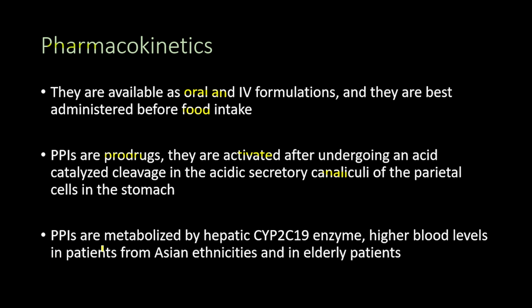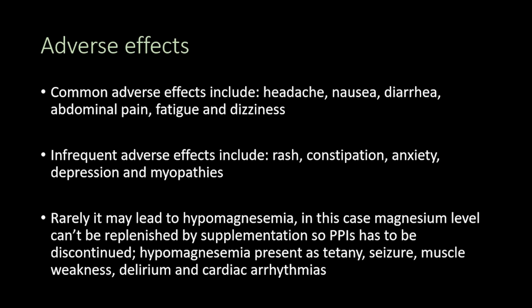And the PPIs are metabolized by the hepatic cytochrome P2C19 enzyme, and higher blood levels of these medications are expected in patients from Asian ethnicities and in elderly patients. Now let's talk about the adverse effects. Common adverse effects with these medications include headache, nausea, diarrhea, abdominal pain, fatigue, and dizziness.